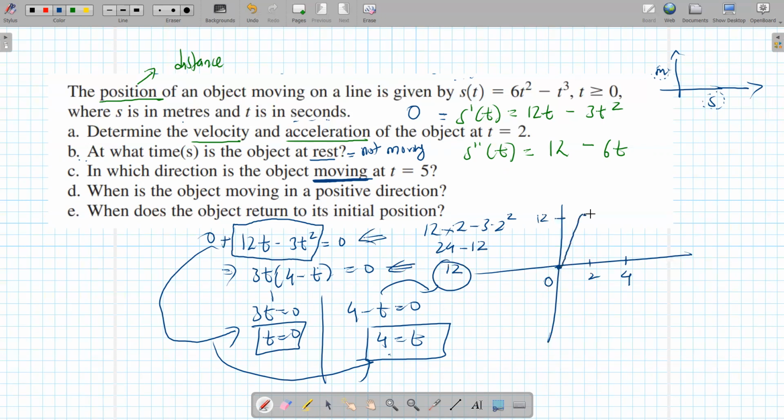So our guy is going to go all the way to 12, and it's going to come right back down. Now look at 5. When time is 5, are we going up or down? Down, exactly. So that'll be the answer to this one. The object is moving down.